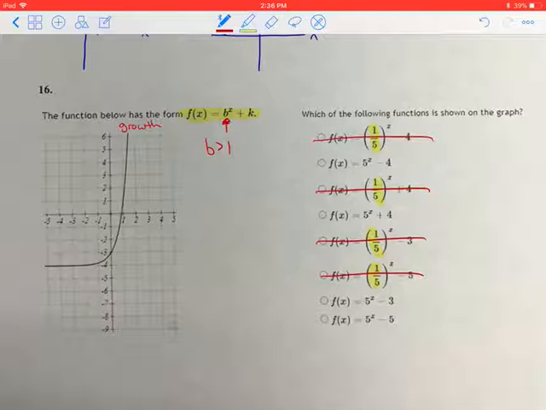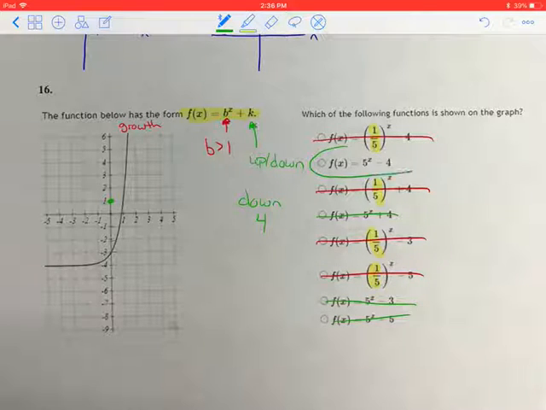Now I want to go back and look at k. So k shifts us up or down on our graph. Remember from the previous problem, exponential growth should always have 0, 1 on there. So if I find that point and go down 1, 2, 3, 4, I know that I shifted down 4. And what that tells me is I should have a -4 on my graph. So that takes out all of these, and your correct answer would be 5 to the x minus 4.